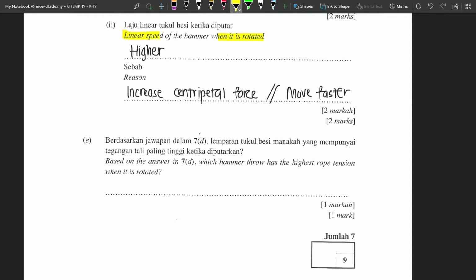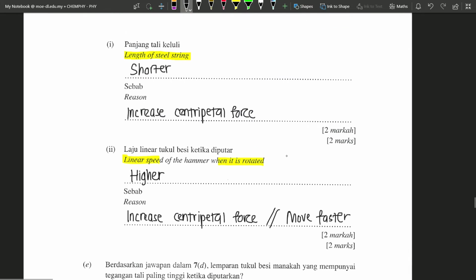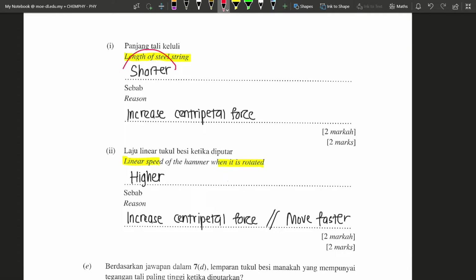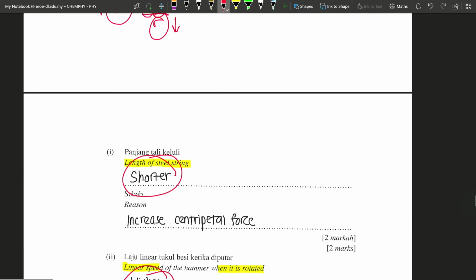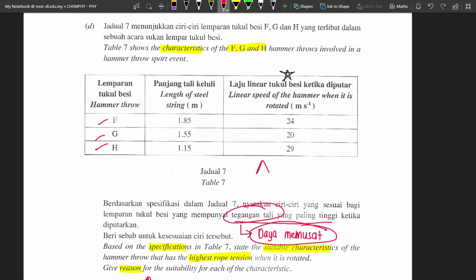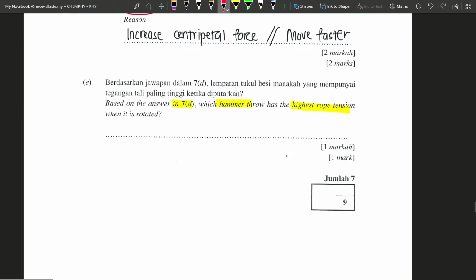So last question. Based on the answer in 7D, which hammer throw has the highest rope tension? Highest rope tension, tegangan paling tinggi maksudnya daya memusat yang paling tinggi. So kita nak ambil panjang tali yang pendek tapi linear speed dia tinggi. So kalau tengok jadual, panjang tali yang pendek adalah this one. Linear speed yang paling tinggi adalah this one. So jawapan kita adalah hammer throw H. So for this question from SBP, you guys akan dapat 9 markah.